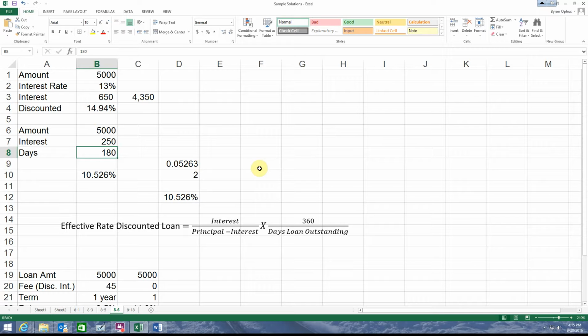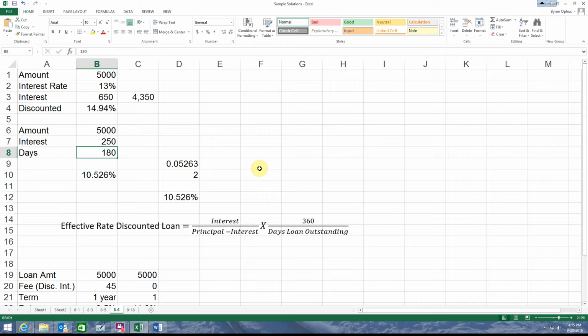It says Saul Pine, as opposed to Pine Saul, borrows $5,000 for 1 year at 13% interest. What is the effective rate of interest if the loan is discounted? Well, what's a discounted loan? It's a loan where you pay all the interest up front.